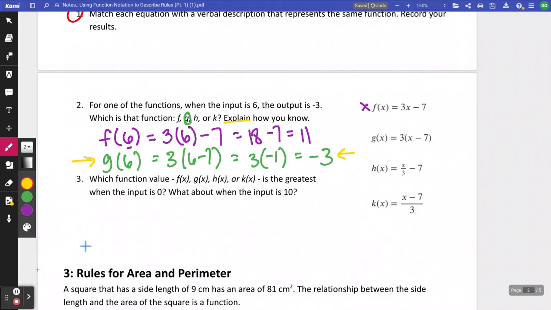For the other question here, which function value, f of x, g of x, h of x, or k of x, is going to be the greatest when the input is 0? What about when the input is 10? This is going to be similar work to what we did above. It's evaluating functions when we know what the input is. Go ahead and try number 3 now.